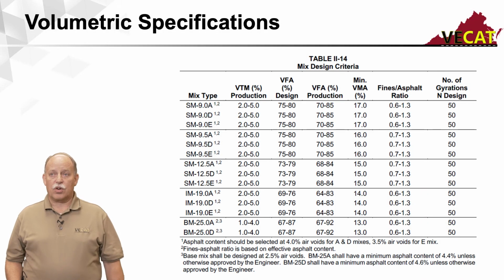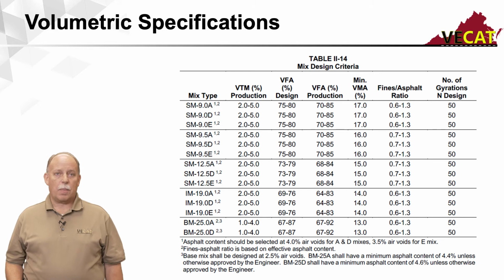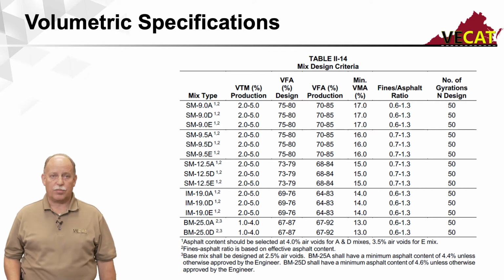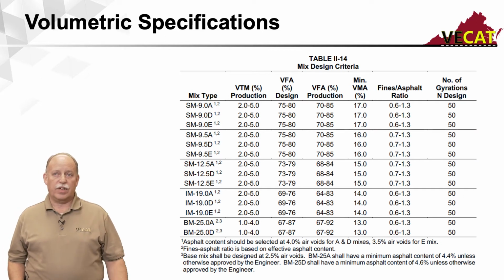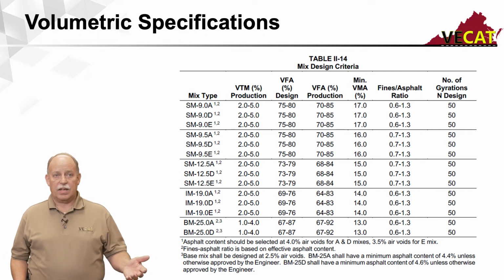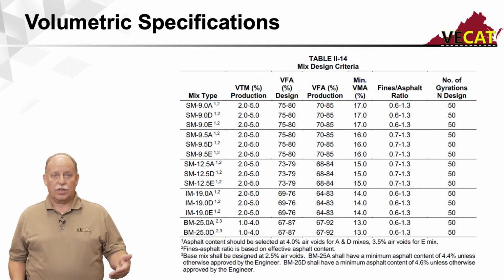Here's a chart that's in our VDOT specifications, and it actually talks about each and every one of our mixes from our SM 9.5A all the way down to our BM 25.0. If you look for VTM in production, you've got 2% to 5%. So an SM 9.5A would require 2% to 5% VTM.